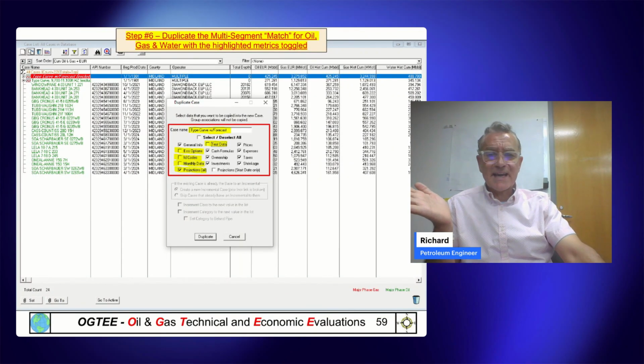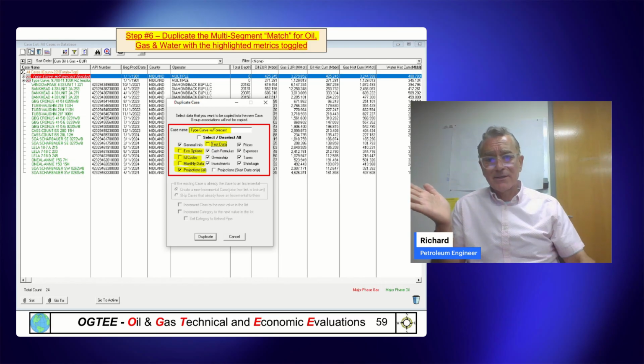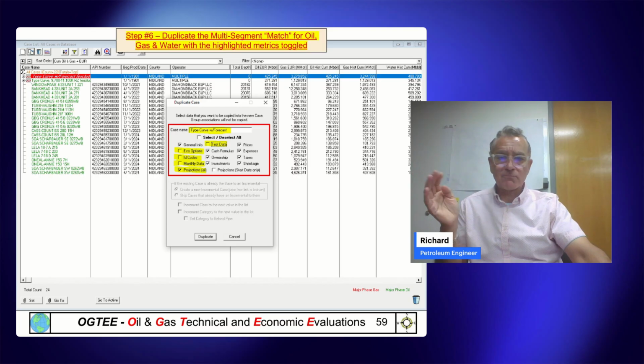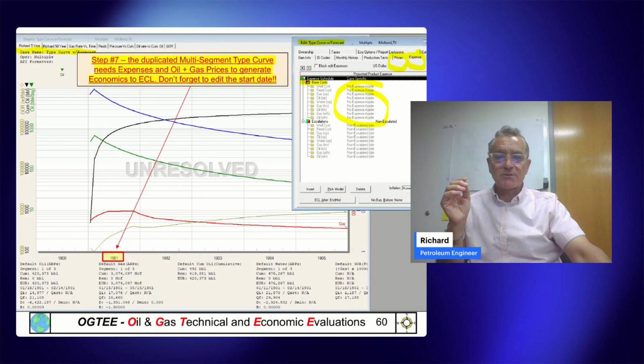Now what I have to do with it is create an actual case. When you create that normalized type curve, it is inappropriate to use for economics. It doesn't run. So what I've done here is put together the copied case. The only thing you want to keep in place is the projections, and what the projections provide is what the curve looks like. The thing you need to edit is the start date.